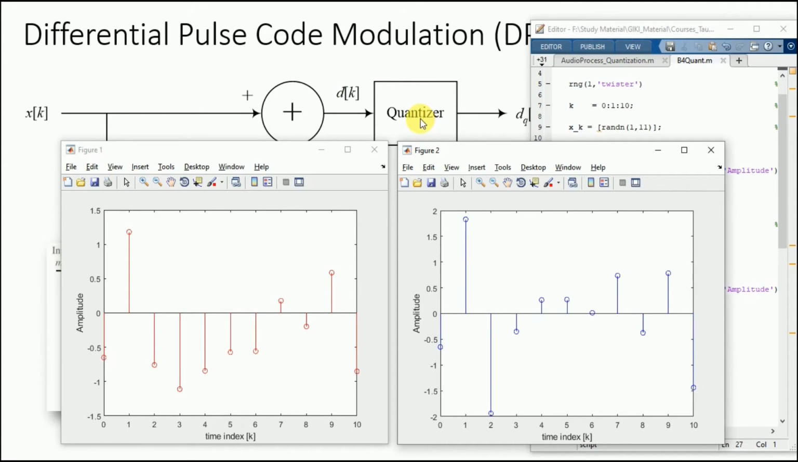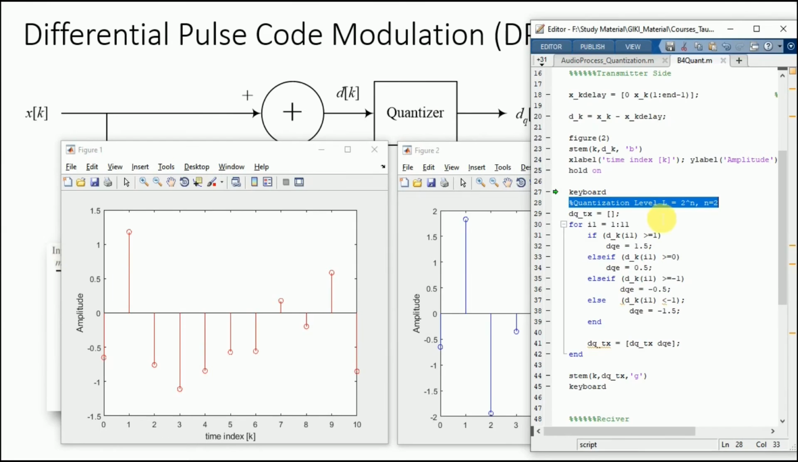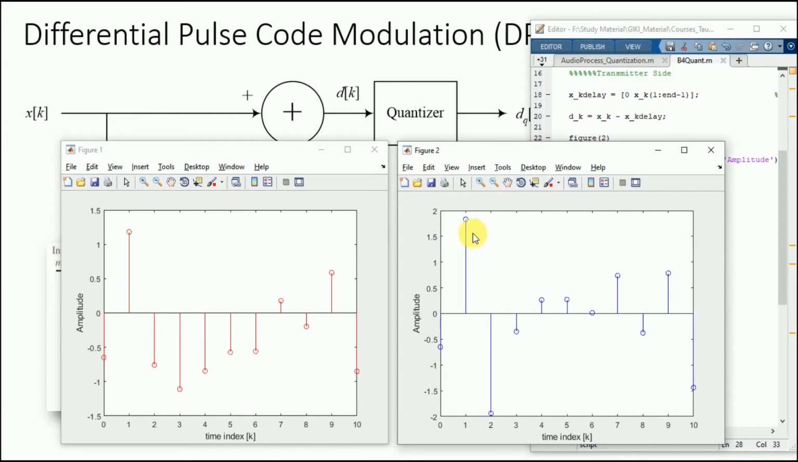Next we have to pass it through a quantizer, and for that I have used a 2-bit quantizer such that the number of levels L, which is equal to 2 power n, is equal to 4. So we have 4 levels of quantization. The logical 4 values can be at 1.5, 0.5, minus 0.5 and minus 1.5.